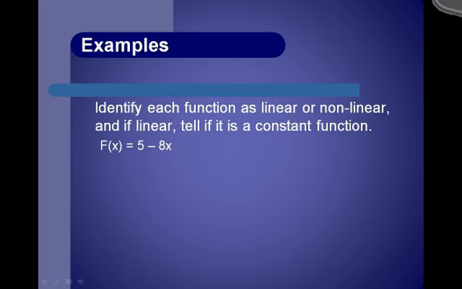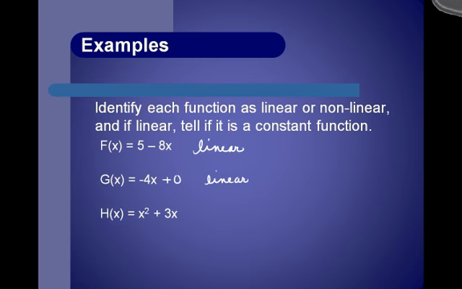Okay, let's do some examples. Identify each function as linear or nonlinear, and if it's linear, tell if it's a constant function. Well, because the highest power of x is 1, this function is linear. g of x equals -4x. Well, that could be thought of as -4x plus 0. You have an x to the first power, so that one is also linear.